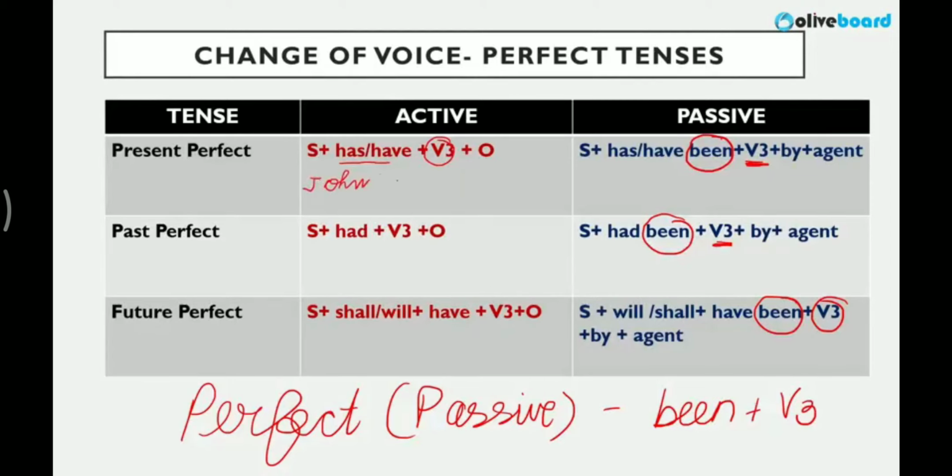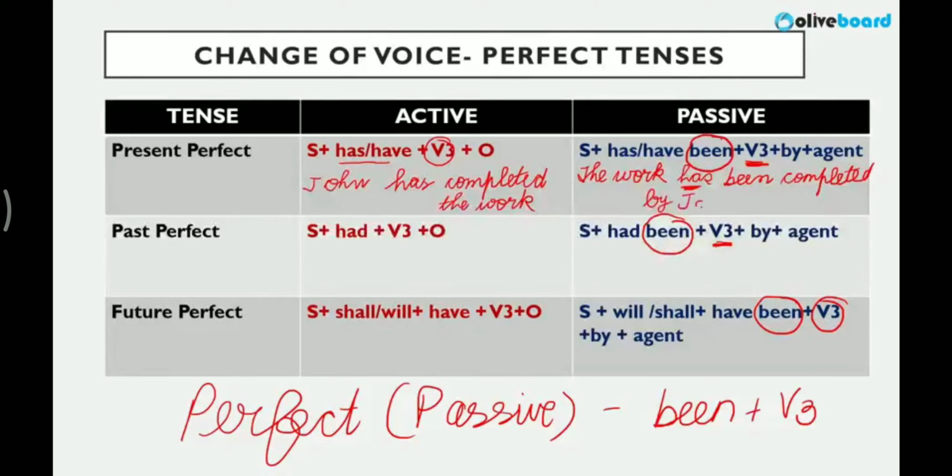John has completed the work. Next, how will you change it into passive? Obviously, the work, we swap the subject and the object. So the work will come first. The verb will be singular according to the subject. So has. Then we use been. Third form is again completed only. So has been completed, V3 completed by John. Guys, not very tough. Just keep the major pointers in mind.